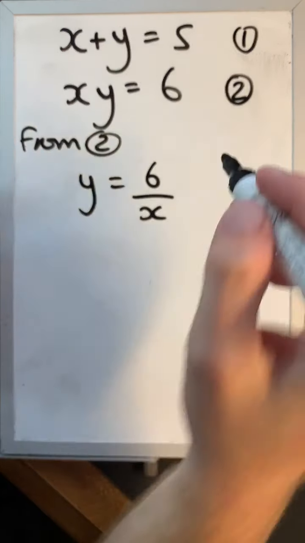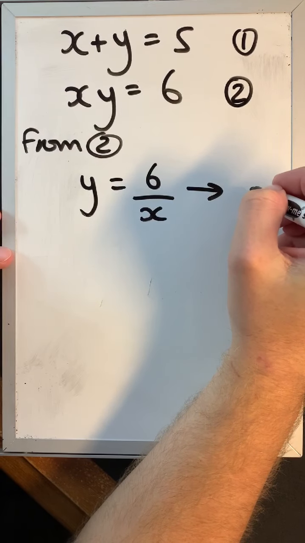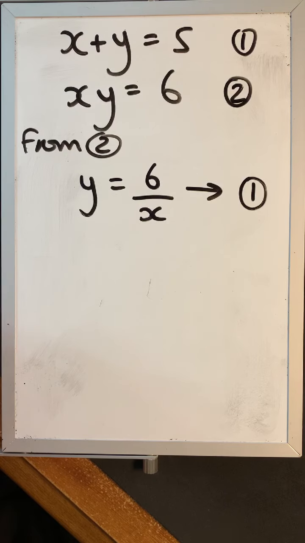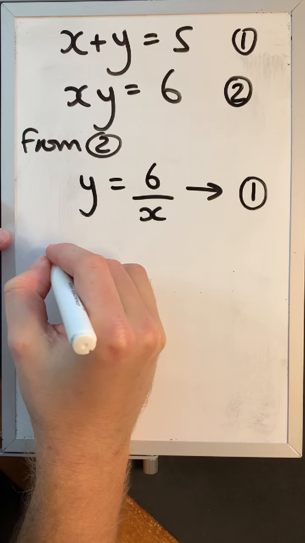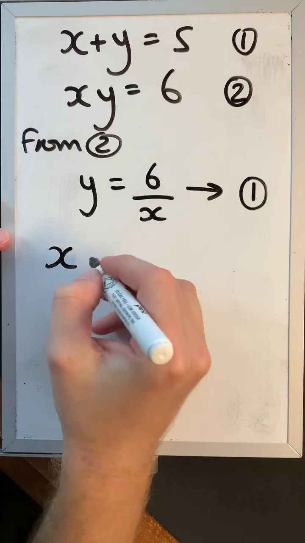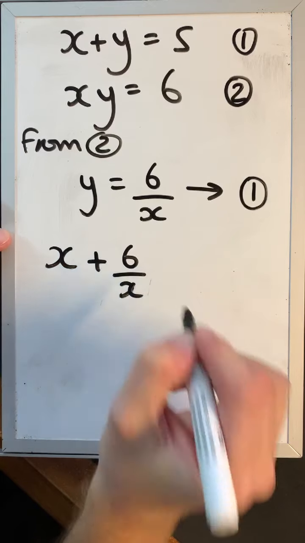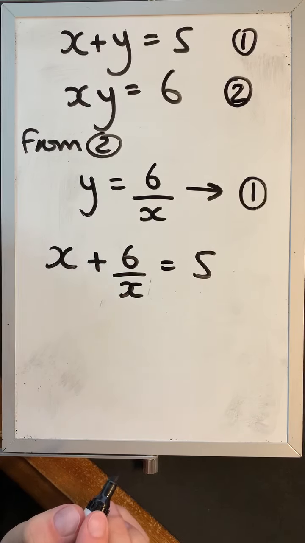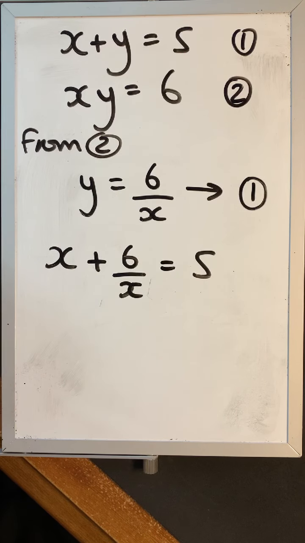Okay, so what I'm going to do with this y equals 6 over x then is I'm going to substitute it into equation 1. Okay. So what this is saying then is wherever there's a y, I can write 6 over x. So looking at equation 1 then, we've got x plus y, but we know now that we could write that as x plus 6 over x is equal to 5. So we came across something like this in the linear equations video as well.